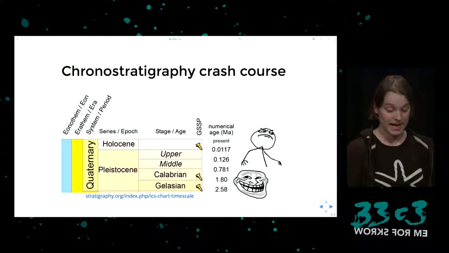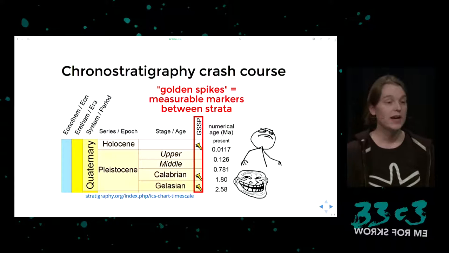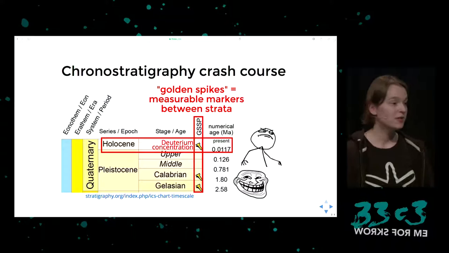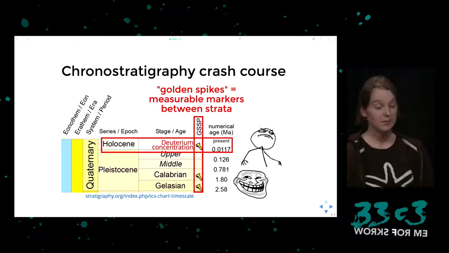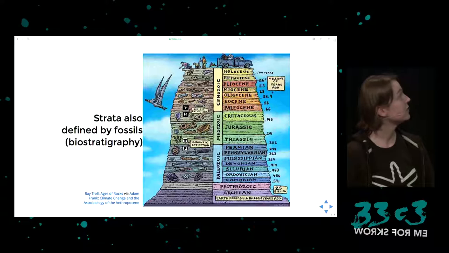The last important detail here in this crash course are the so-called GSSPs. Again, I'm simplifying a bit, just keep in mind it's the so-called golden spikes. These are needed by the geologists to define the boundary layers between the strata. They can, for example, in the case of the Holocene, be a shift in deuterium concentration in a particular ice core from the Greenland ice sheet. And there are different types of methods to define them. For example, chemical properties, physical properties, but also, as this comic shows, the fossil record.